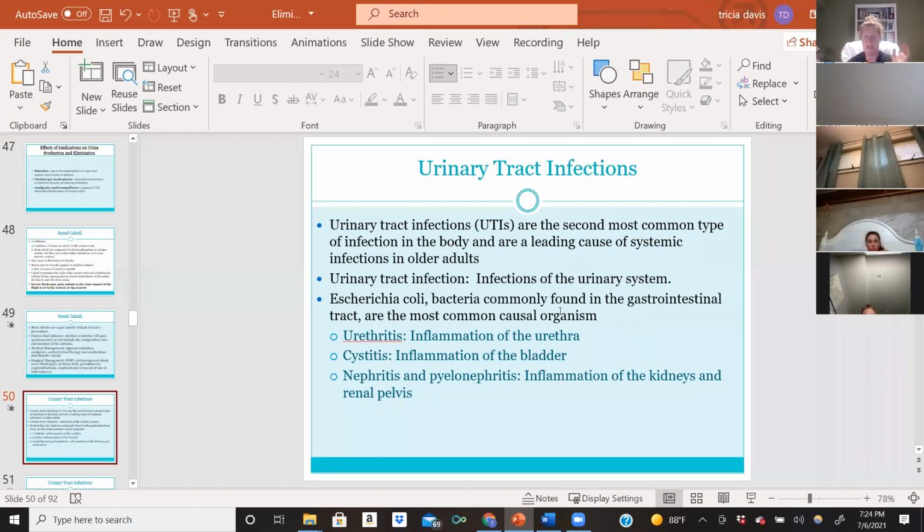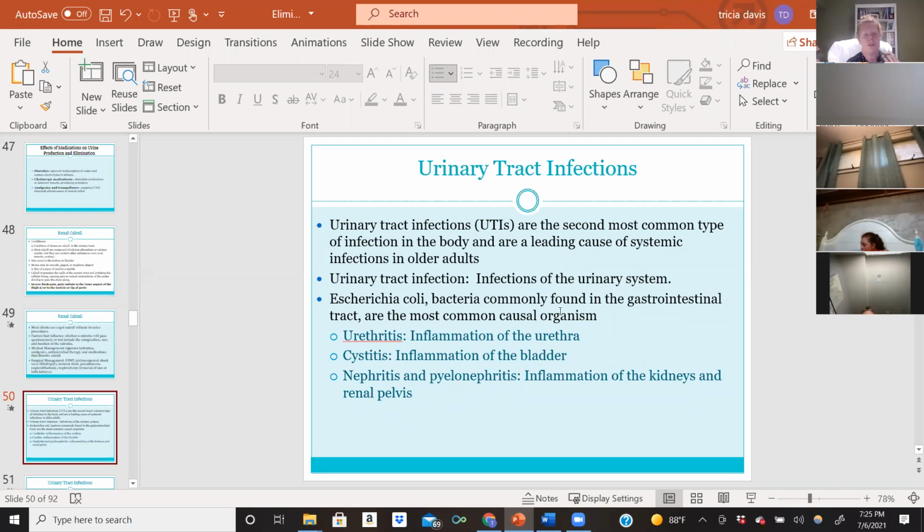Why? Because in women, the area where our urethra and our anus are is so close. So it's very, very easy for that E. coli that we find in stool to get into that area. It's found in our GI tract and is the most causal organism. We can develop something called urethritis, which is inflammation of the urethra.